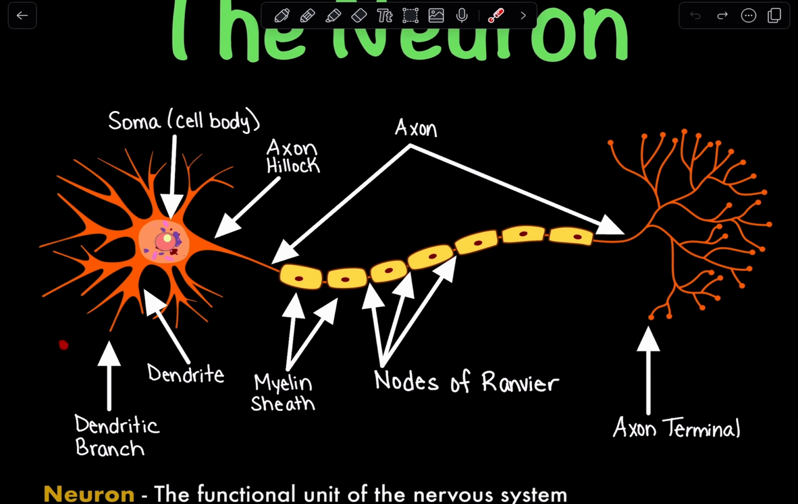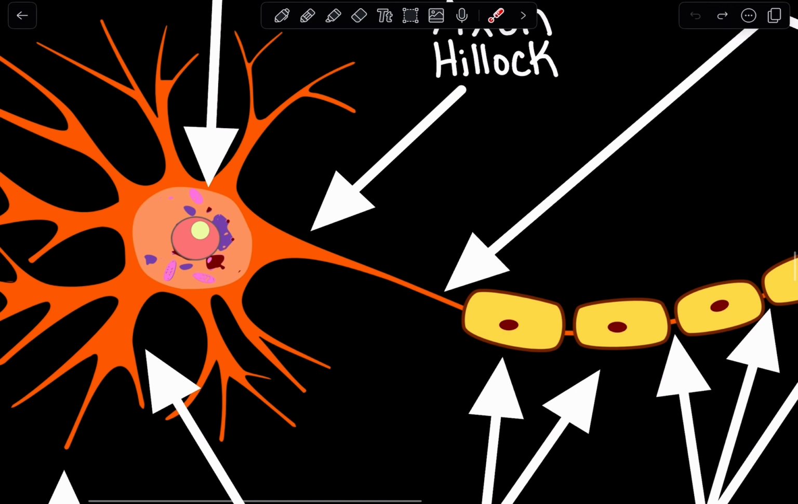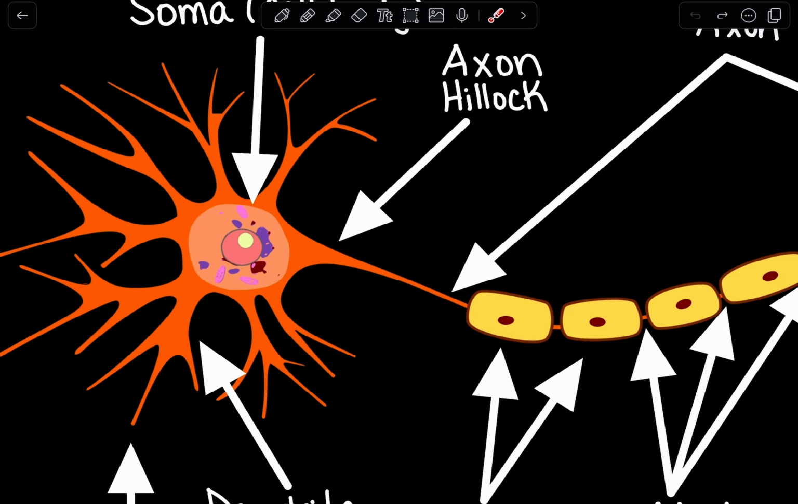We're going to start over here on the left-hand side, and we'll start at the cell body. So the cell body is this central region over here, and it's also referred to as the soma. Now, this is going to be our nucleated region, and this is where we are going to find our organelles, our mitochondria, our Golgi apparatus, so forth.